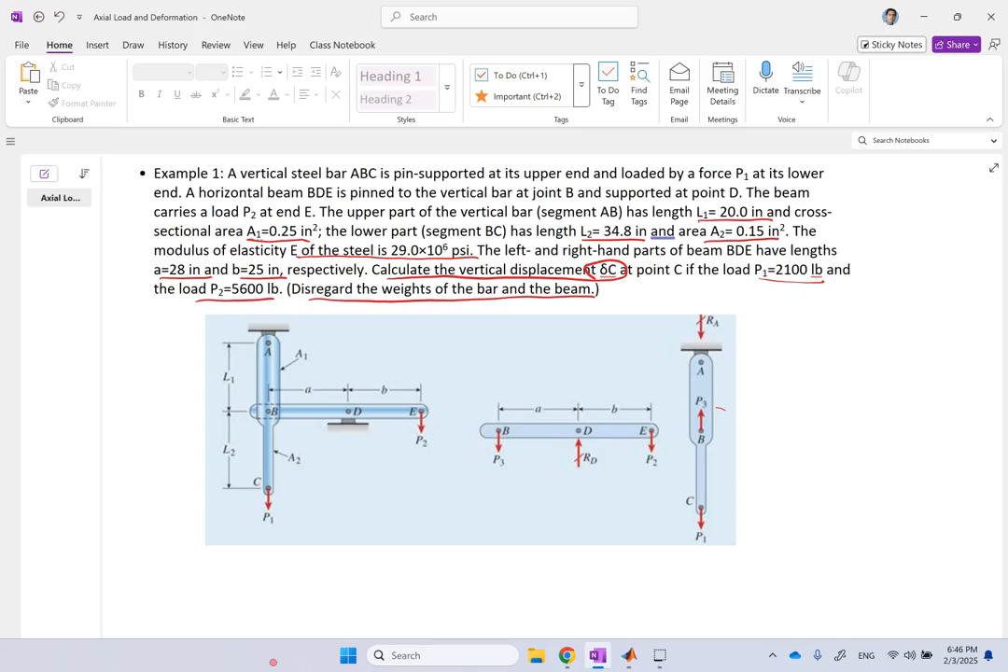So then if you look at member BDE, at D and B you have two pins, and you might say, well, you might have two horizontal reactions. What happened to them? I'll explain. But let's first look at member AB. So there is load P1, and there is pin A, so there should be another reaction here, right? And the opposite reaction of that, action and reaction. So what are these values, right?